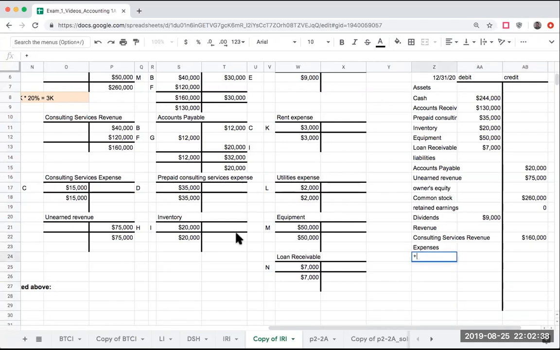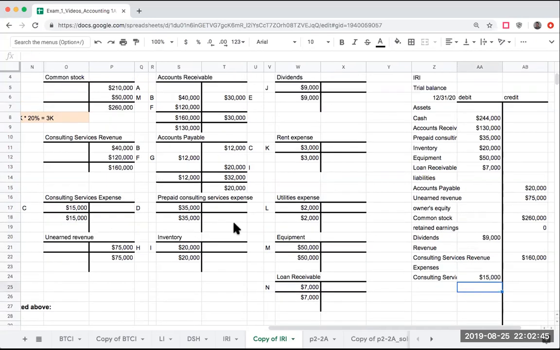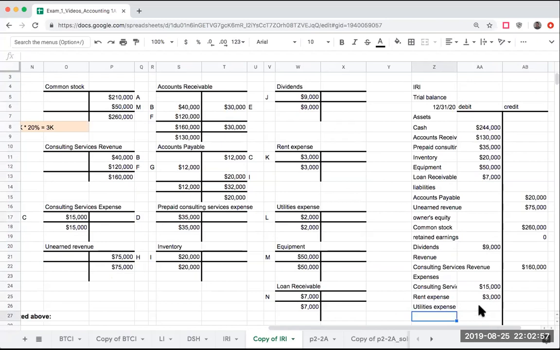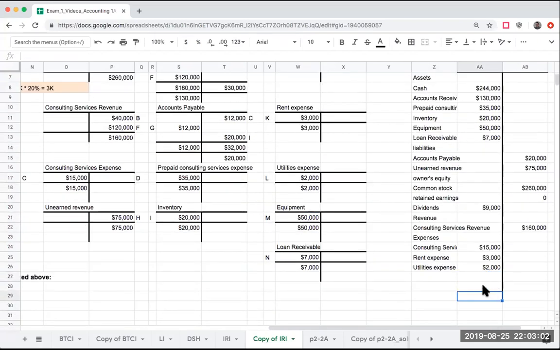So here I'm going to have consulting services expense, debit of 15,000. I'm also going to have here rent expense of 3,000. I'm going to have utilities expense of 2,000. So when I add up all of my debits and my credits in total, this is the one where I pray that it balances.